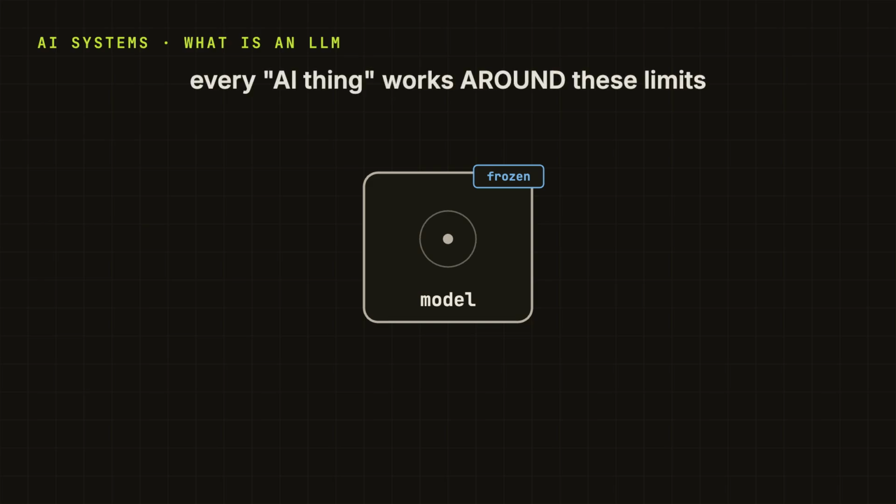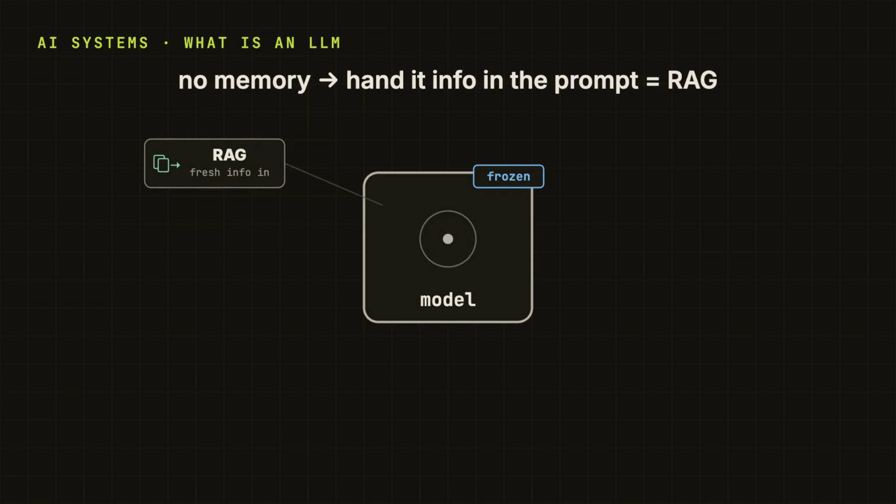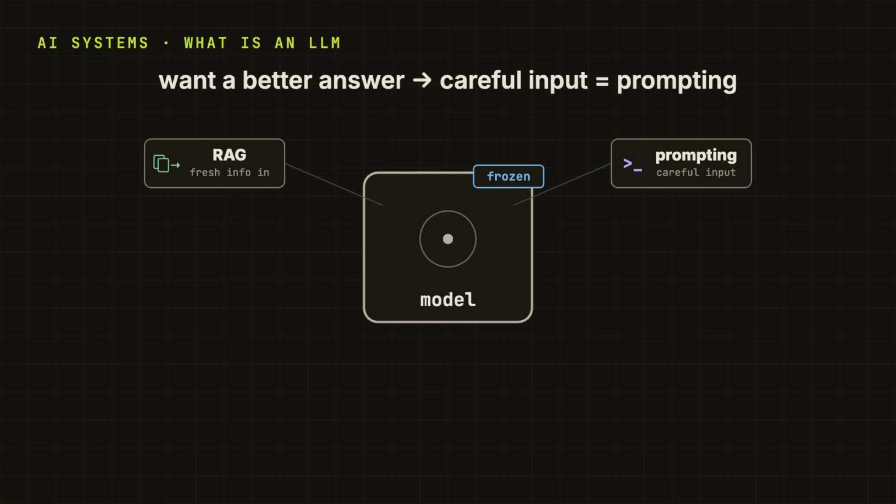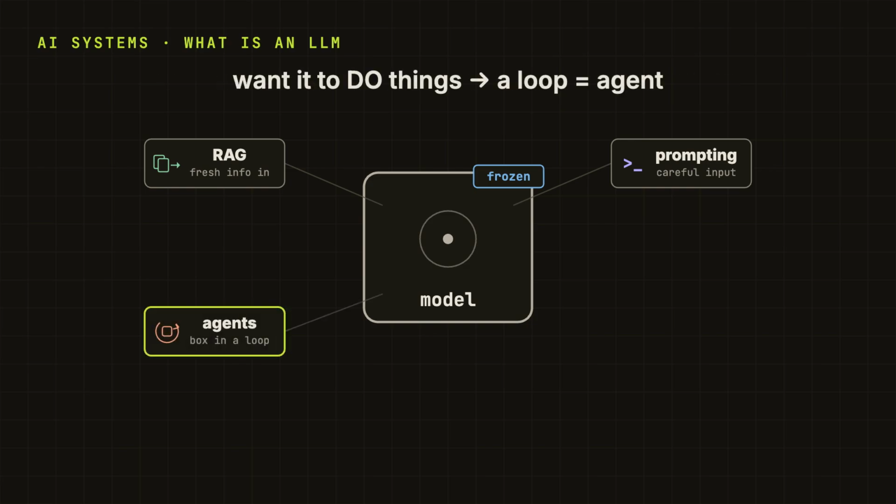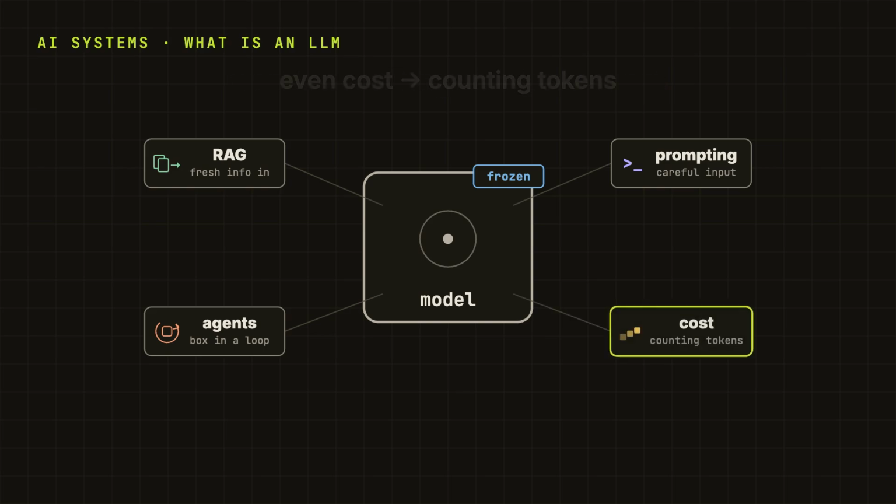Because almost every AI thing you will ever hear about is just a clever way of working around those limits. It has no memory and a knowledge cutoff. So we hand it fresh information right there in the prompt. That's what RAG is. We want a better answer out of it. So we get careful about exactly what text we feed in. That's prompting. We wanted to actually do things, not just talk. So we wrap a predicting box inside a bigger loop. That's an agent. Even the cost of the whole thing comes straight back to counting tokens. Every one of those sits right on top of that little box we just built.